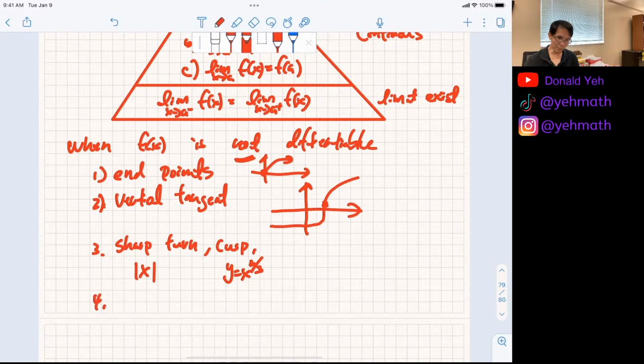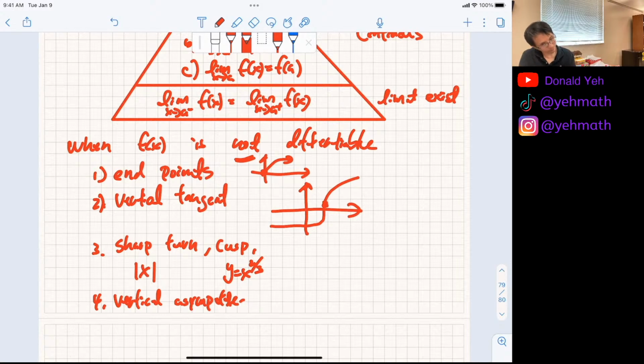The last one I would like to mention is a vertical asymptote. That's also not differentiable. So when you see a sharp turn at an x value, it's not differentiable. When you see a vertical asymptote, it's not differentiable at the vertical asymptote. When you see an endpoint, that's not differentiable at the endpoint.